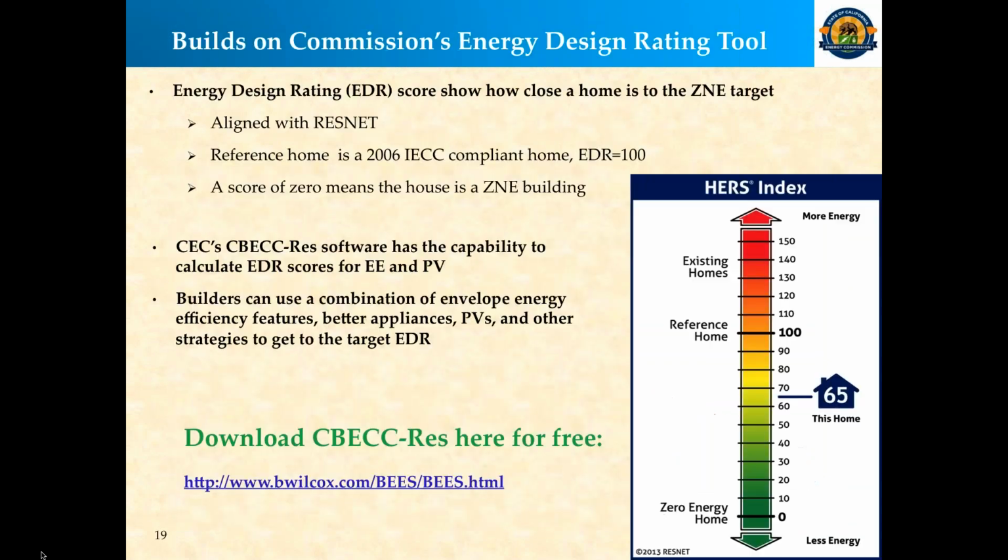For those familiar with the HERS index, it's based on the IECC 2006 standard home. Existing homes around California tend to be in this 150, 130 range in this efficiency score. The better you do, the lower you're going to go. So the reference house is at 100. Houses under the 2016 standard, the 2013 standard, are around 60 to 70. So that gives you an idea of where we are right now. And our idea is if you get down to 0, you're at a ZNE house. So that's the idea of what this EDR metric we're using is.